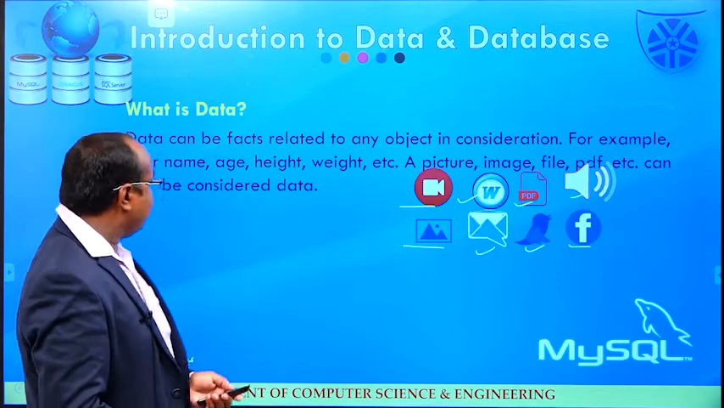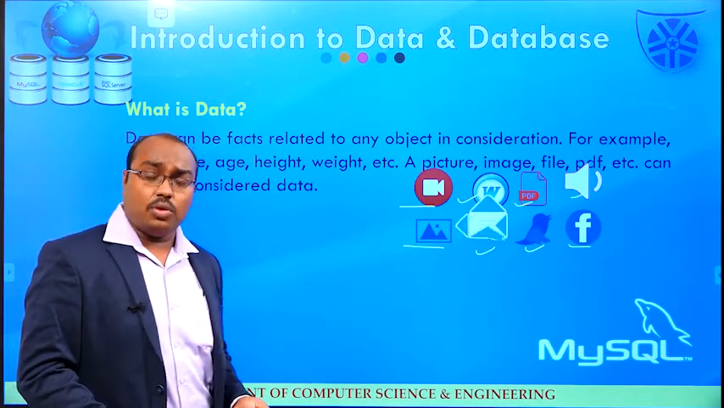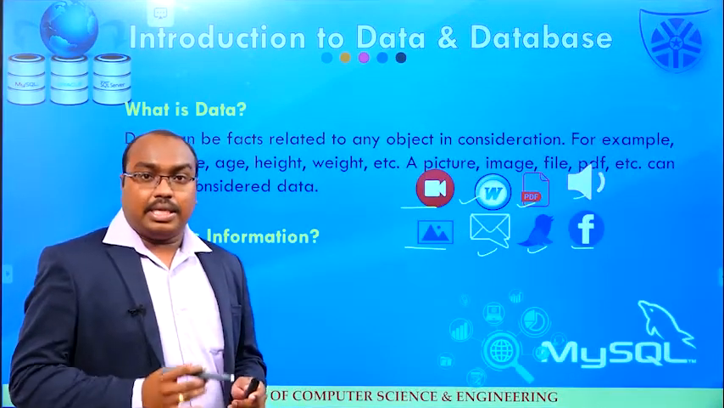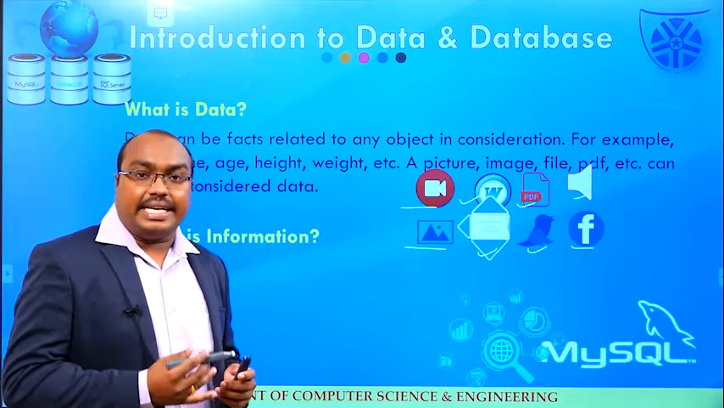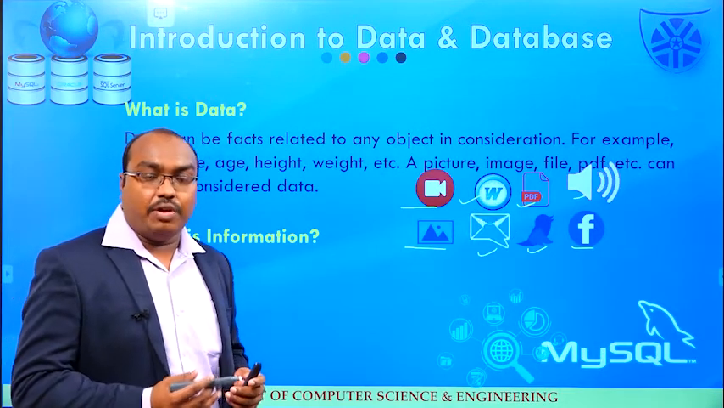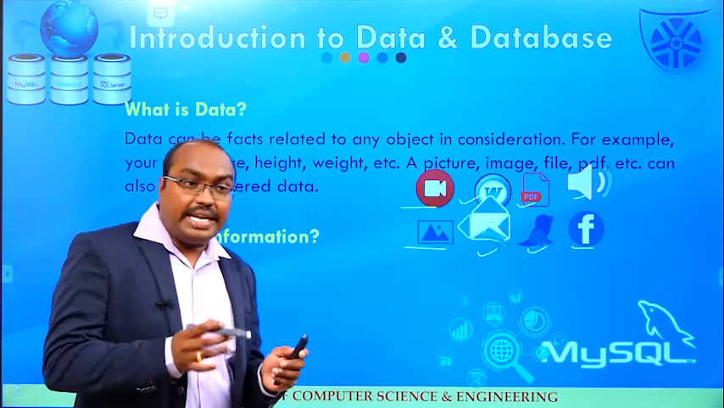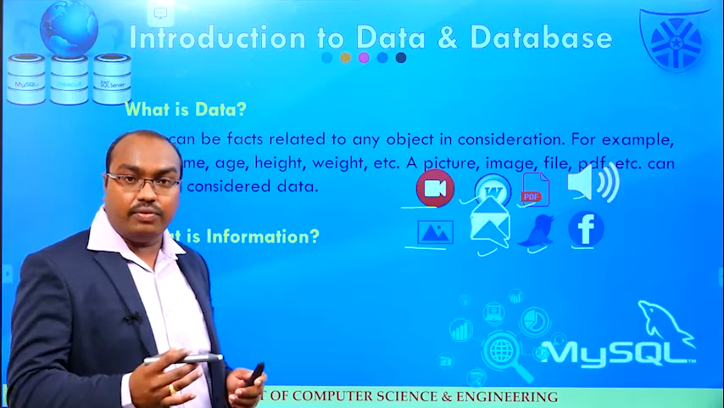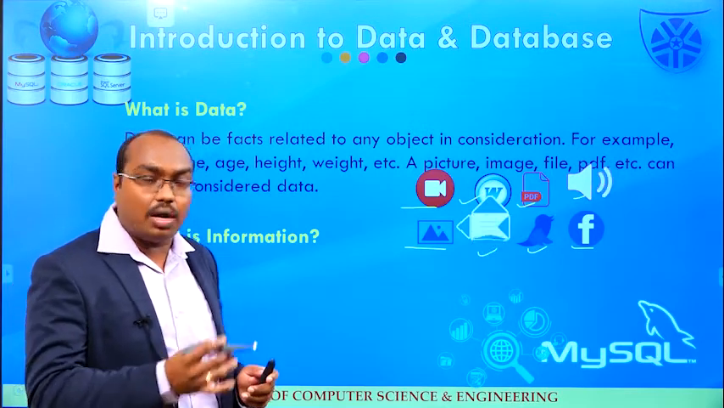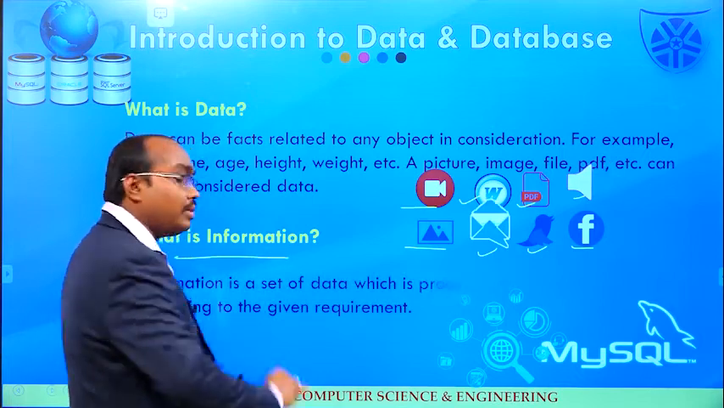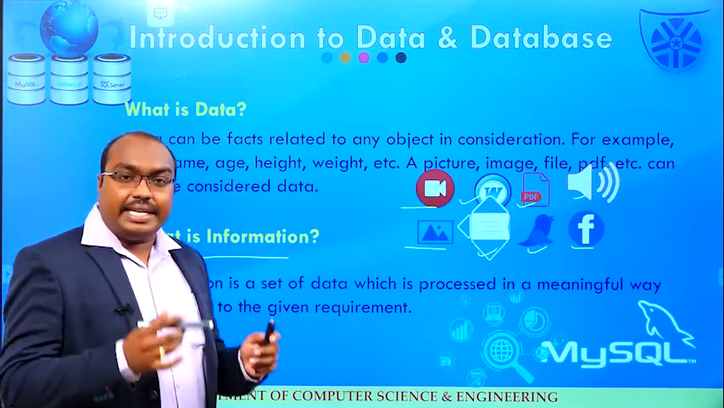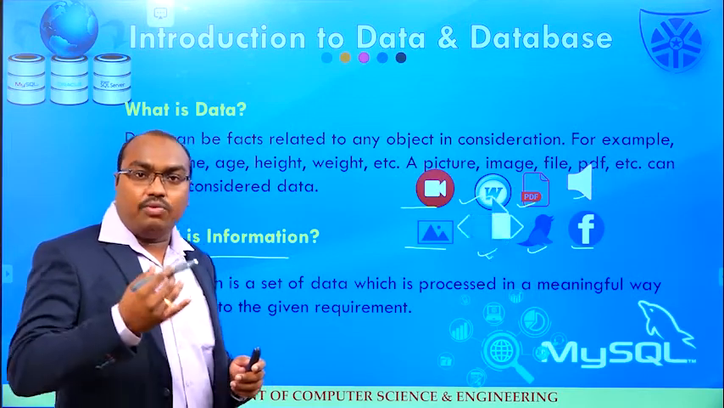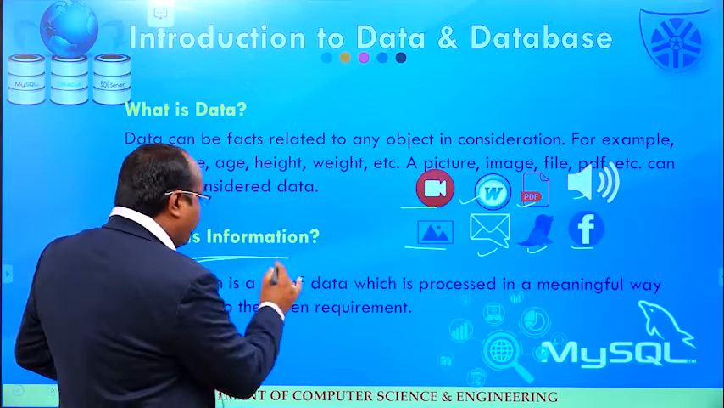And the next one, information. What is the definition of information? Processed data is called information. Data can be in an unorganized format, but information is meaningful, organized data. So the data should be processed in a meaningful way, and finally we get the information.